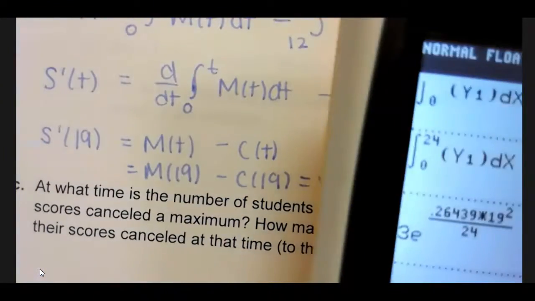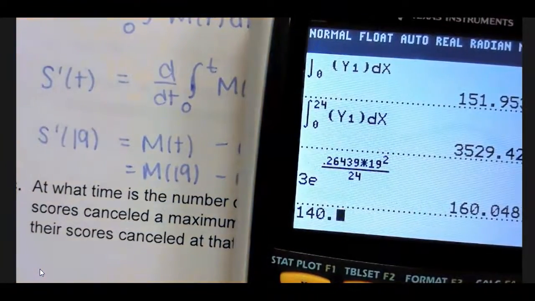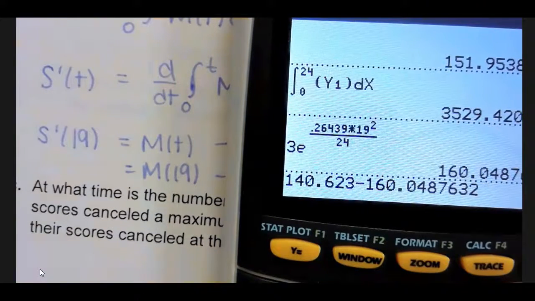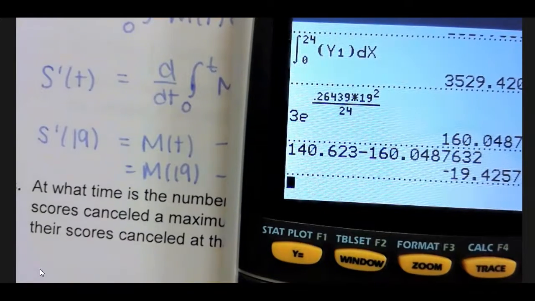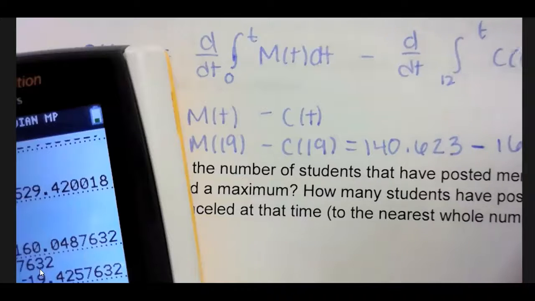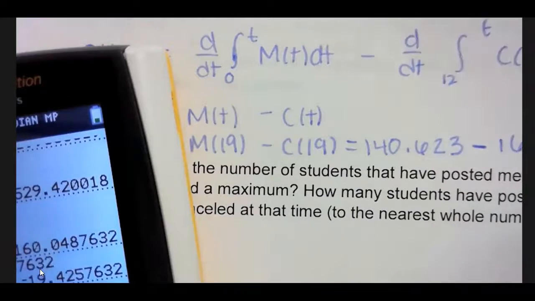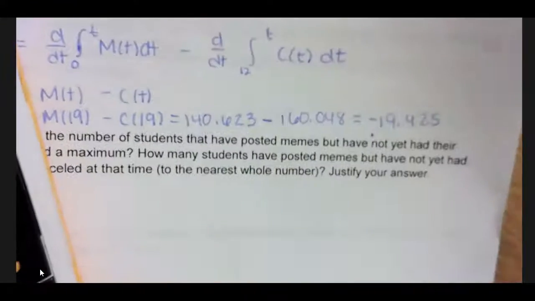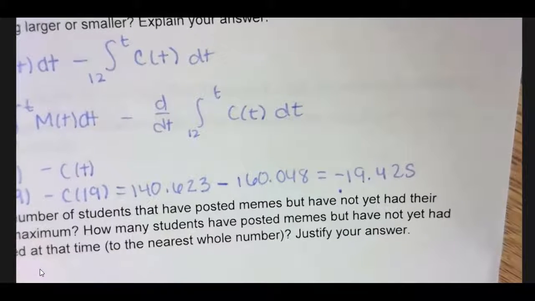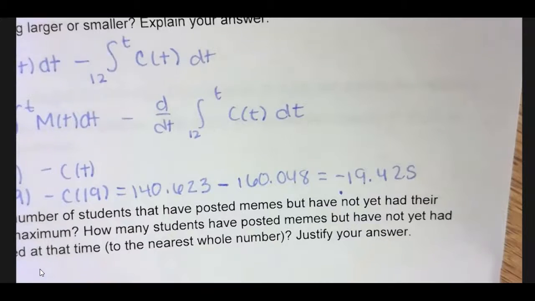So it's 140.623 minus that answer there. And we get negative 19.425. That value is negative. If the derivative is negative, then the original is decreasing. In this case, that means that it is getting smaller.